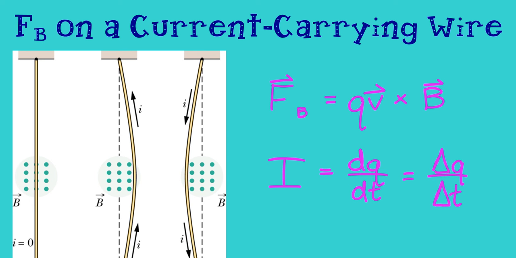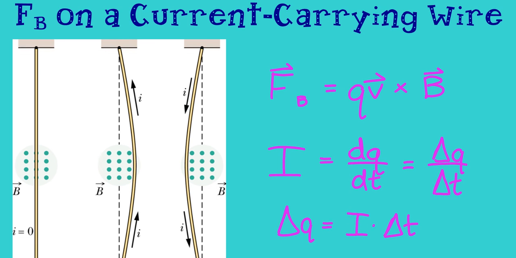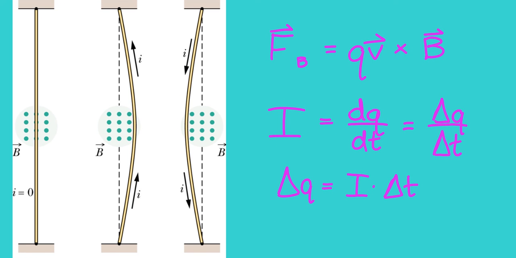So let's solve this last equation for delta Q, our charge. Delta Q equals I times the change in time. And let's say once again we're focusing on a single particle. I'm going to plug that into my magnetic force equation so that my magnetic force, F_B, is equal to I times time times velocity cross magnetic field.